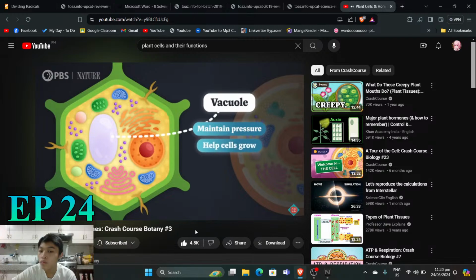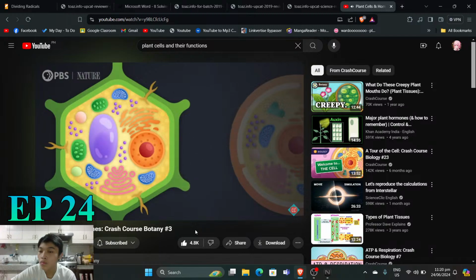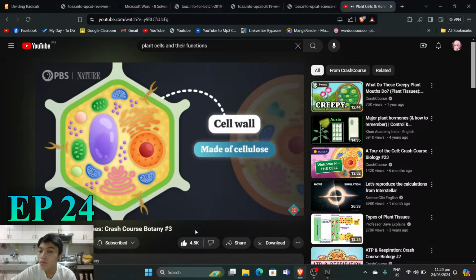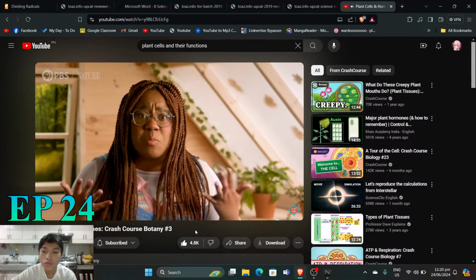Vacuoles help cells grow, store proteins and sugars, and often contain colored pigments, so we have them to thank for the pretty pink petals on our roses. Plant cells are also surrounded by a thick cell wall made of cellulose, which is a carbon-containing molecule that is super abundant here on Earth. It's hard to comprehend just how much cellulose is on this planet.